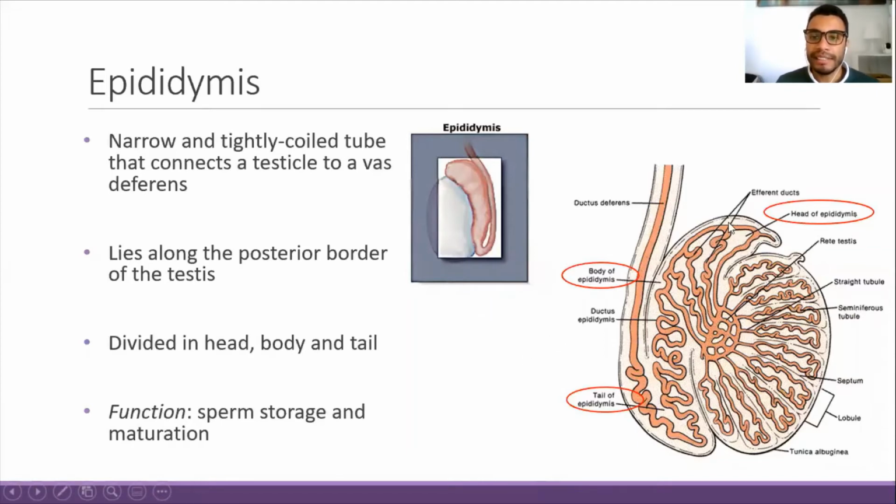Okay, so inside the epididymis we have so many coiled tubes here. Okay, so this runs. So actually, this is a unique tubule that runs in this coiled manner here inside the epididymis.